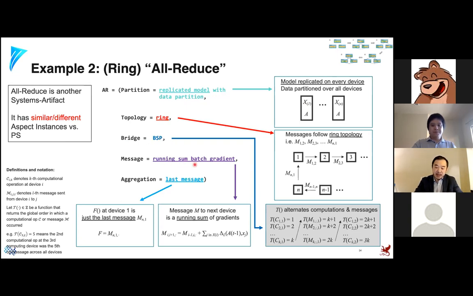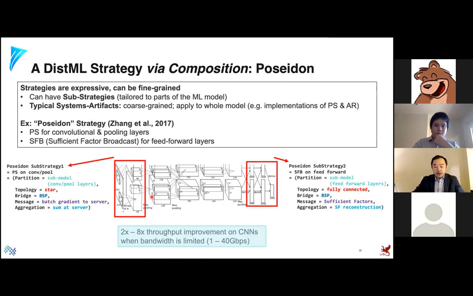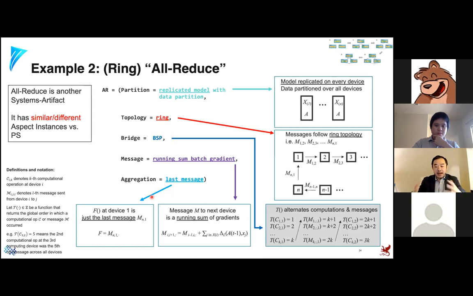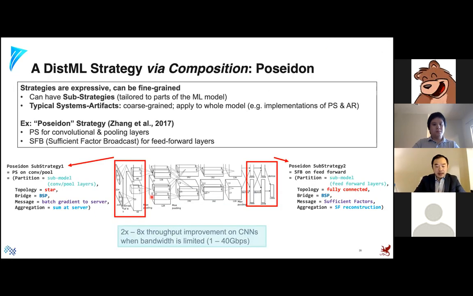The message in this case is a batch gradient, and the aggregation in this case is not an aggregation of all messages in the entire system, but only those coming from the neighbor message. So to make things more interesting, what you see here is a monolithic strategy that dictates the entire system. But in several recent papers, there have been reports on the so-called hybrid strategies, which entail sub-strategies below a master design.